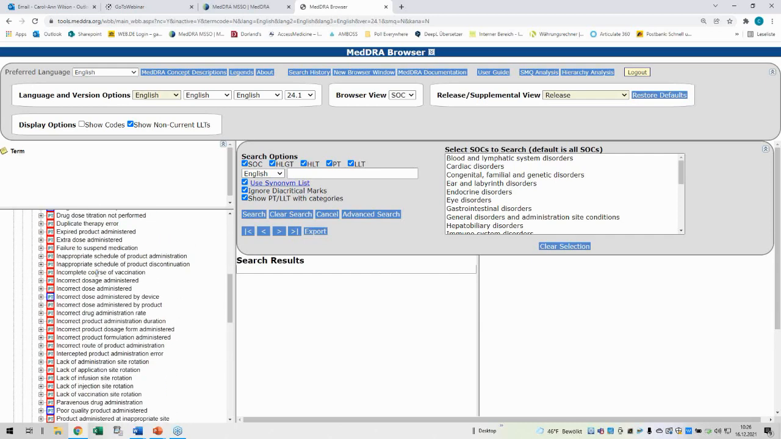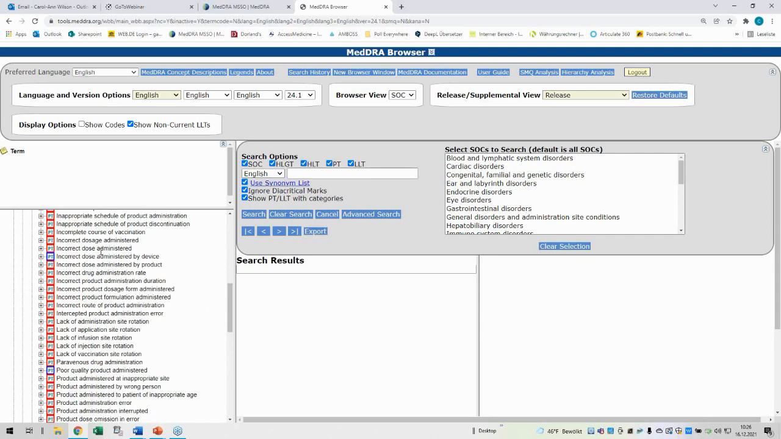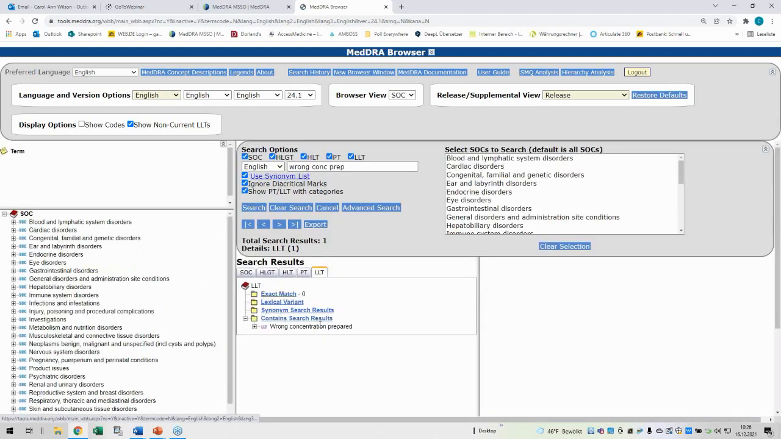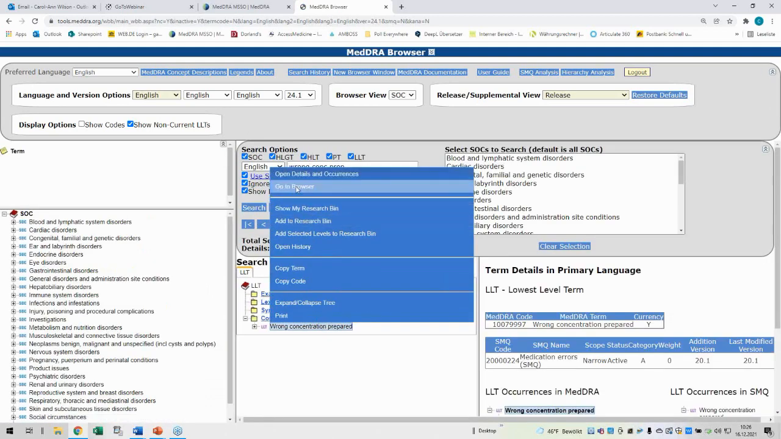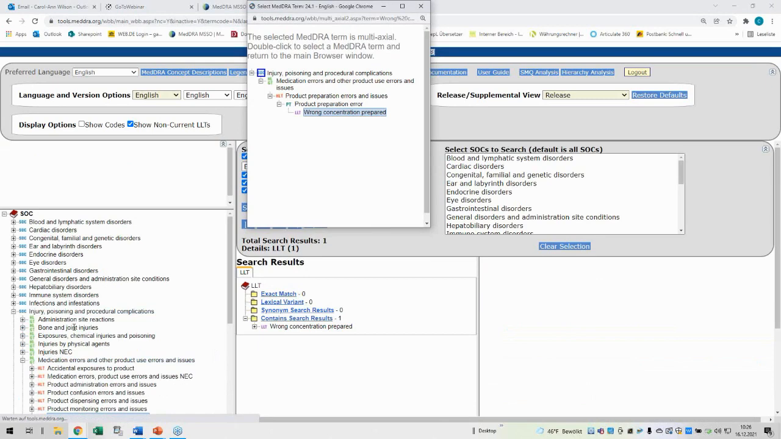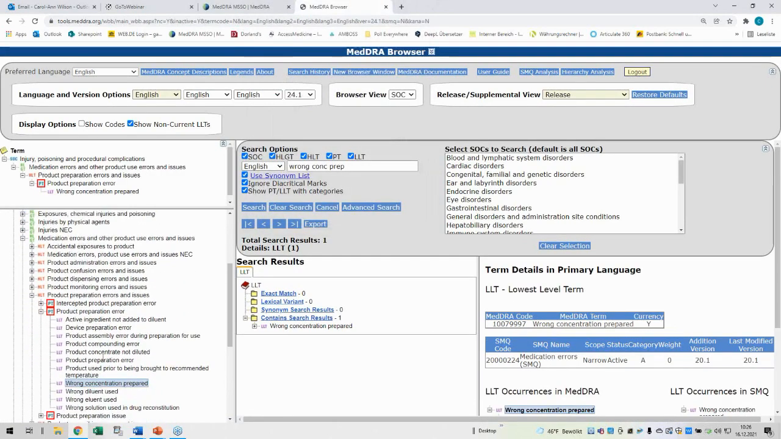So this is the hierarchy, and now let us check the terms that were proposed for our verbatim. So if I go for wrong concentration, prepared, and search, here it is, right mouse click, go to browser. I will then see it in the hierarchy.